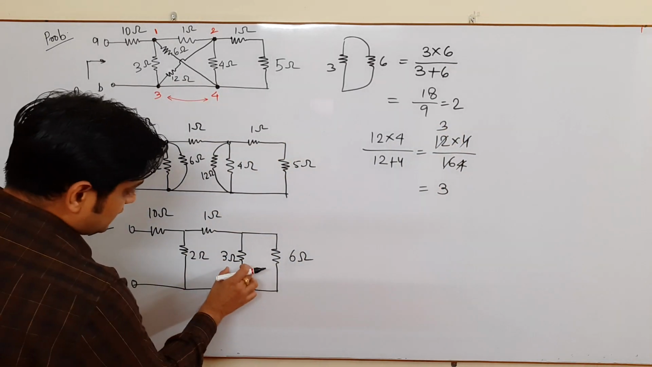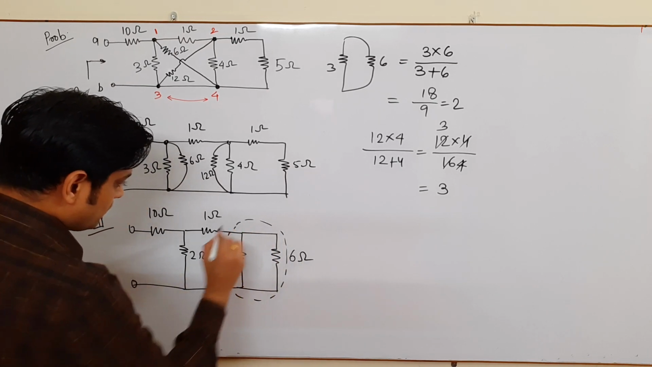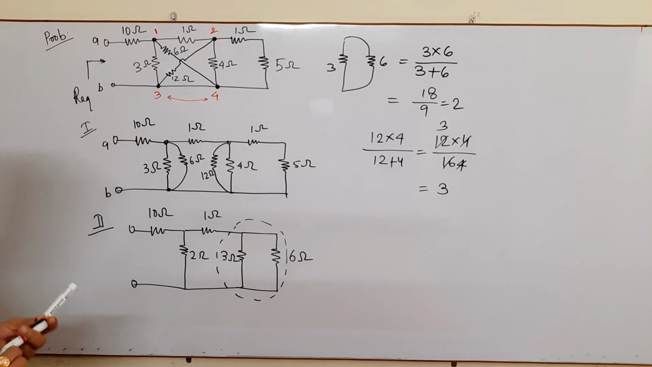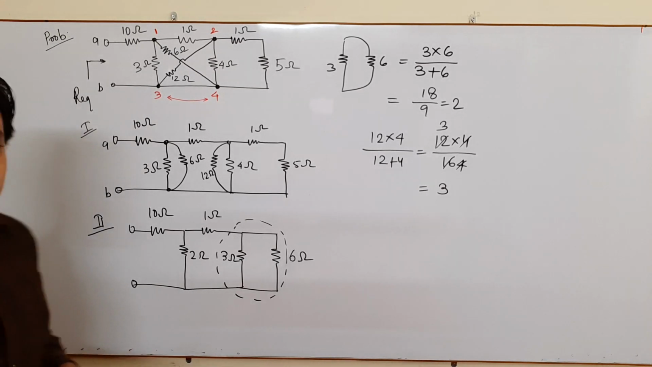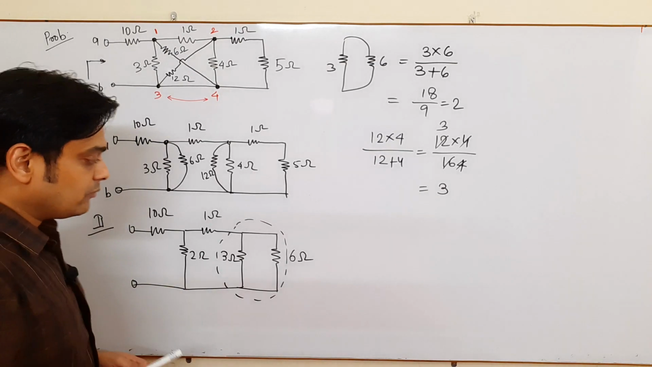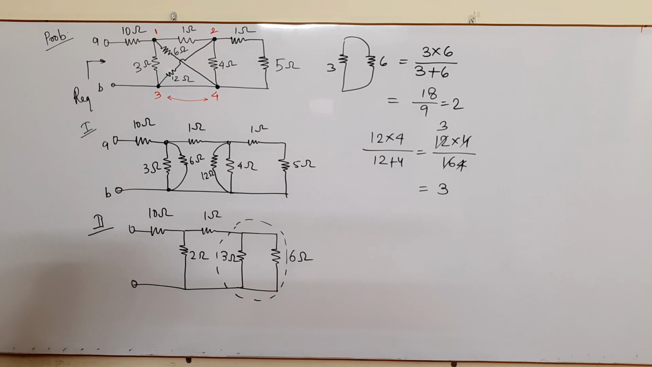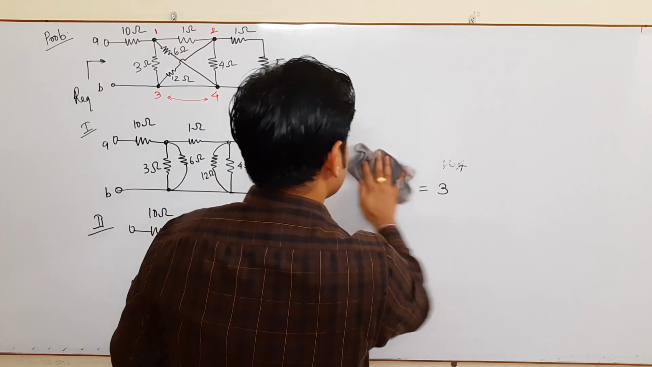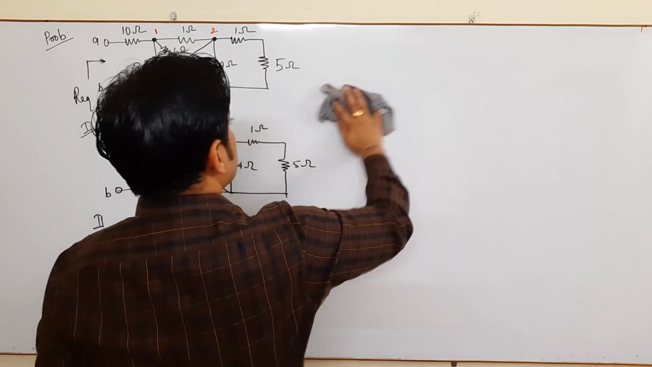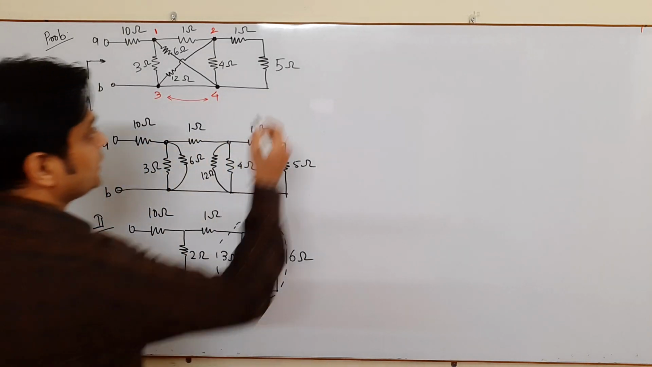Now you see this branch, this 3 ohm and 6 ohm is in parallel. So you can find the parallel combination of these 3 and 6. How much does it come to be? It comes to be 2 ohm. Just now we have solved it. So I will directly write it as step third.